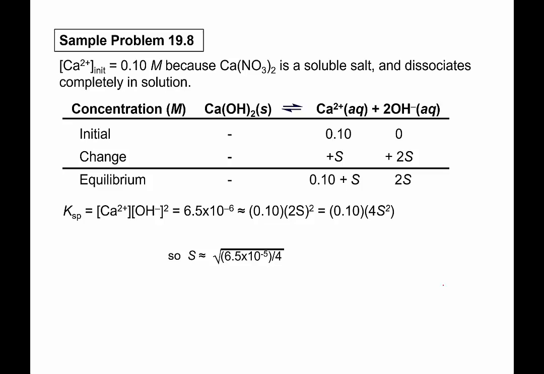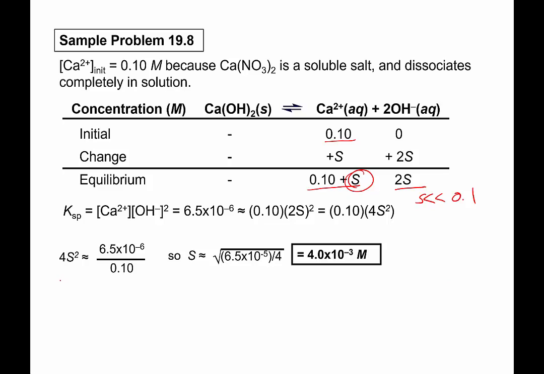All right, so here's just showing a little bit cleaner way, but this is exactly what we did. Our initial concentration of calcium was 0.1. Our change was our solubility, plus S, plus 2S. At equilibrium, we had 0.1 plus S and 2S. And again, we said that S is very small compared to 0.1. So we end up with 4S squared equal to, and if we solve for our solubility, we now get 4 times 10 to the negative third molar.